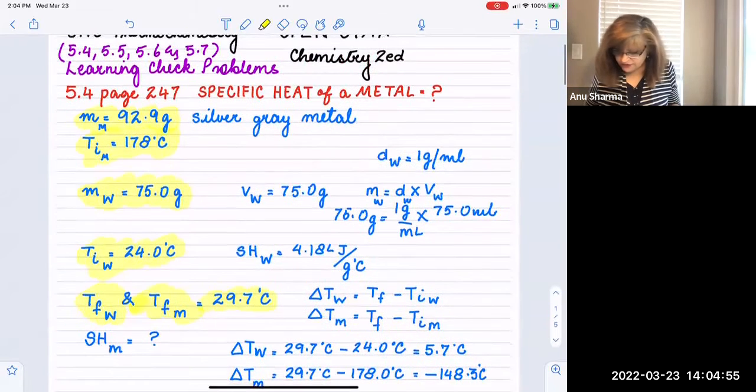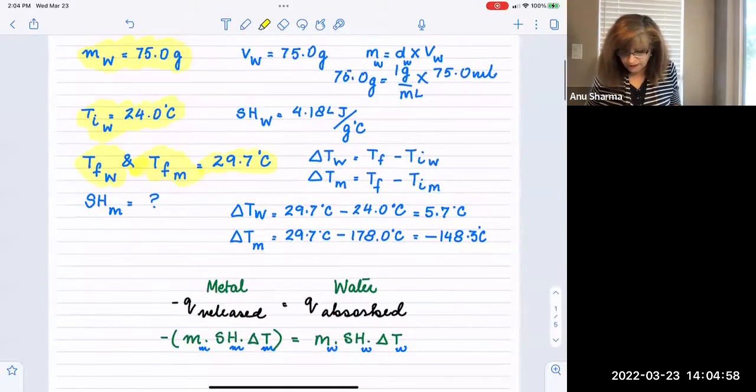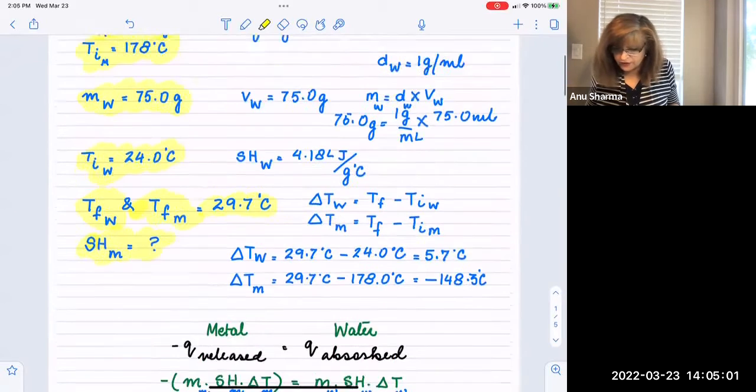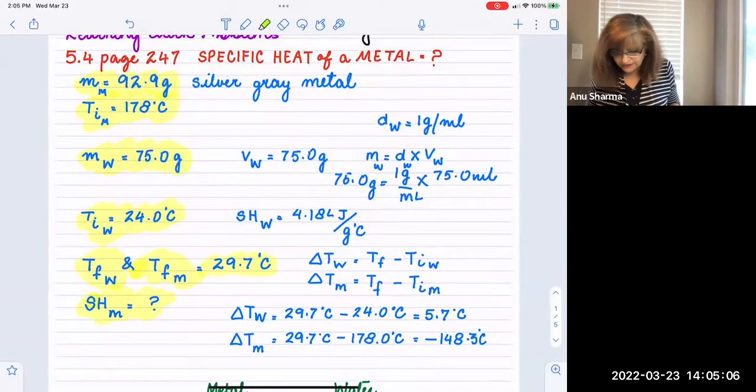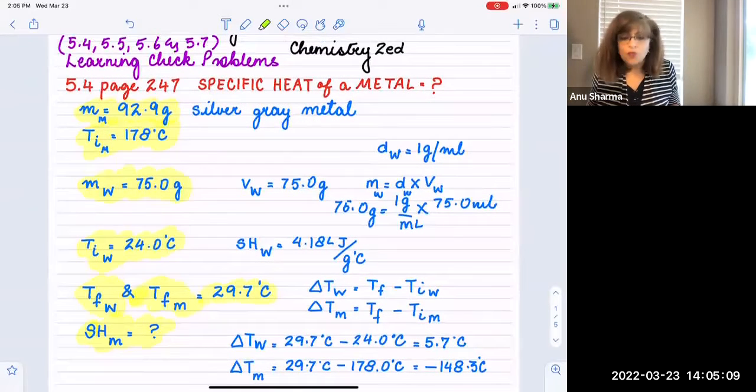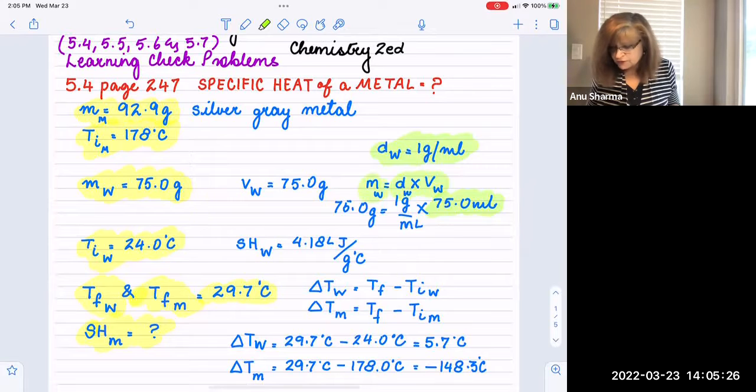So we need to find the specific heat of the metal. This is what we need to find. Now, here are a few things. First, we are given the mass of the metal, and we need to find the mass of the water. But we are given the volume of the water, which is 75.0 milliliters. And we know the density of water is 1 gram per milliliter. So when you multiply the density with the volume, you get the mass of water. So you will have to do this transformation. So the mass of the water comes out to be 75.0 grams.